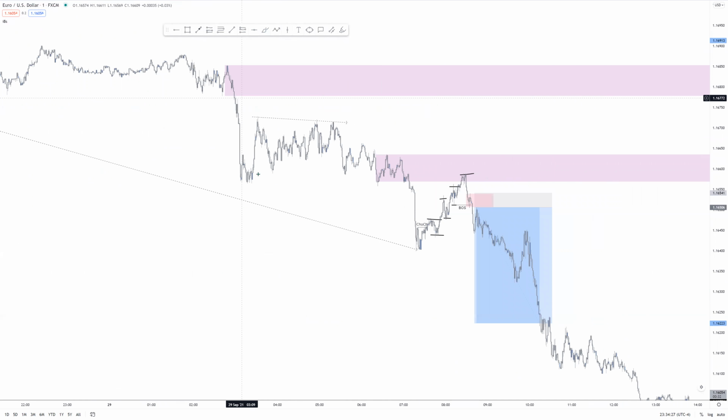So this was the drive, pullback, drive. Within this pullback period, we had supply. We trade into it, break the structure, and then have a demand to supply flip here that we ended up playing off of.